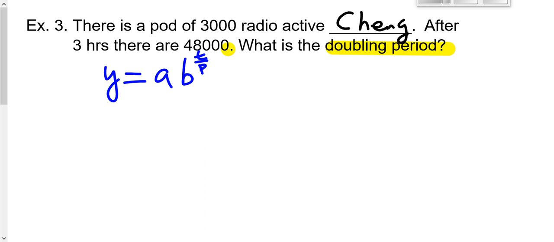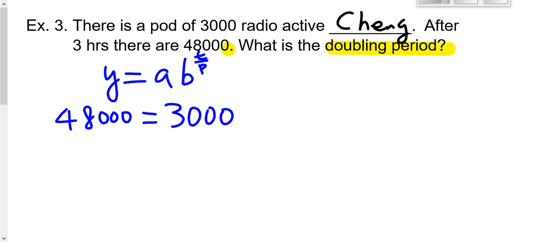Okay, so if you look at this, we know after 3 hours later there are 48,000, so that means the final amount is 48,000. And then in this case my A, the initial amount, is 3,000. And then what is my P, sorry, my B multiplication factor?